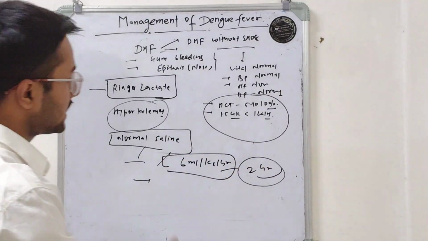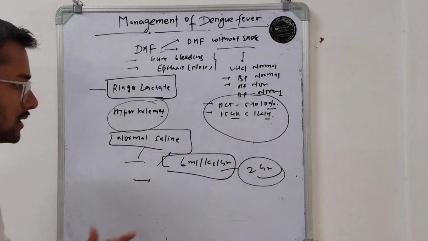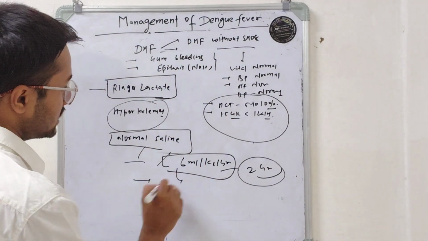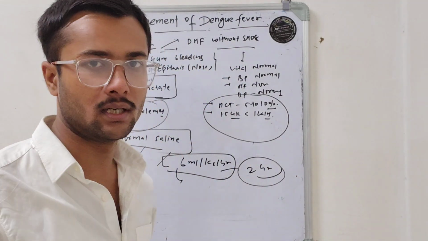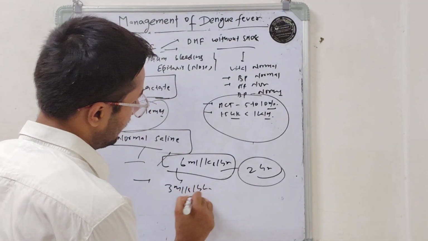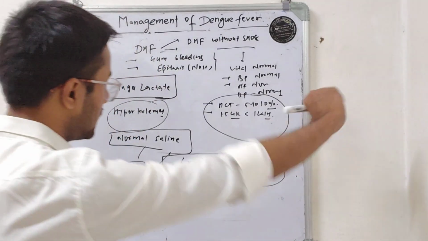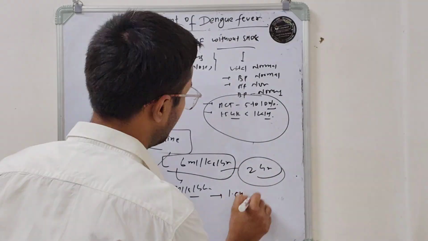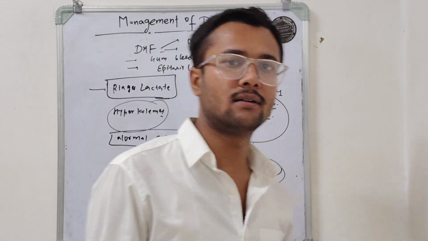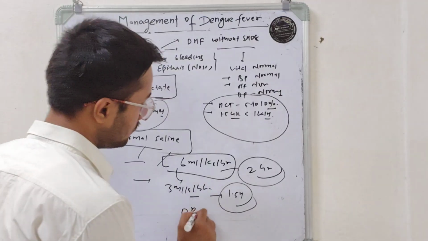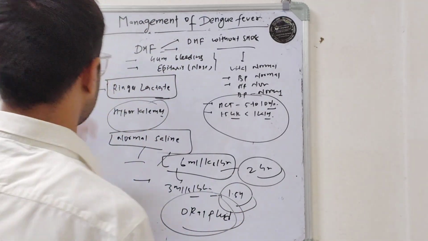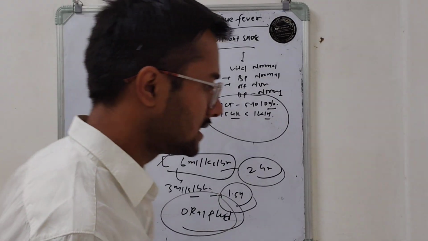So let's suppose the patient shows improvement after 2 hours, his hematocrit level falls, then we reduce this infusion value. Initially we start with 6 ml per kg per hour. Now it will change to 3 ml per kg per hour. After 3 ml per kg per hour, we further reduce this value, and then you observe that the patient is able to eat and drink. Then we go for oral fluids. Okay, so this is the management of dengue hemorrhagic fever without shock.